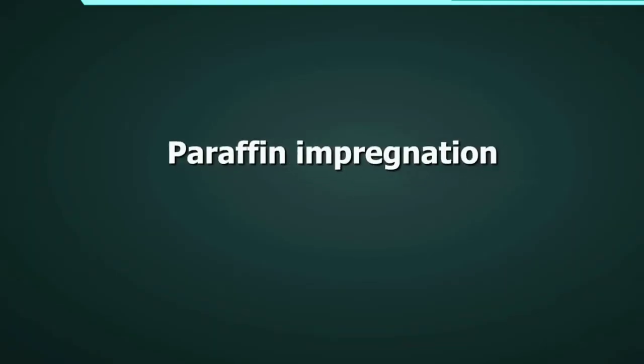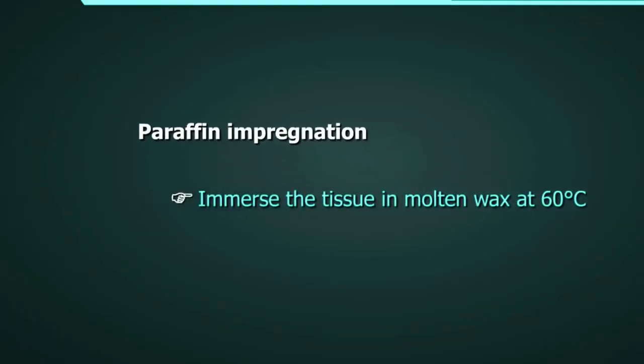Our final destination is, however, wax. So, we now chase out the xylene and immerse the tissue in molten wax at 60 degrees centigrade. This is called paraffin impregnation.